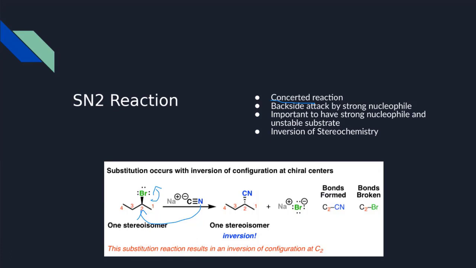Some things to note are that in order to have an SN2 reaction, you must have a strong nucleophile and a substrate that is willing to react. It has to be not sterically hindered, and it has to be somewhat unstable. In addition to this, there's going to be an inversion of stereochemistry when this reaction happens. When our nucleophile comes in to attack, if our leaving group was on a dash, we're going to see the nucleophile form on a wedge. If it was on a wedge, it'll form on a dash.